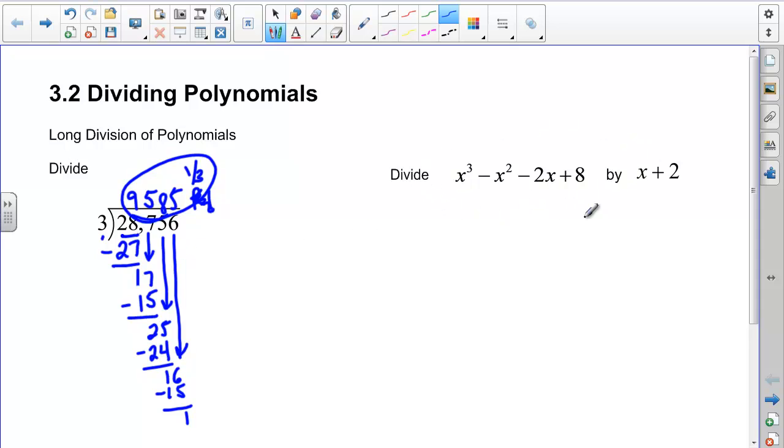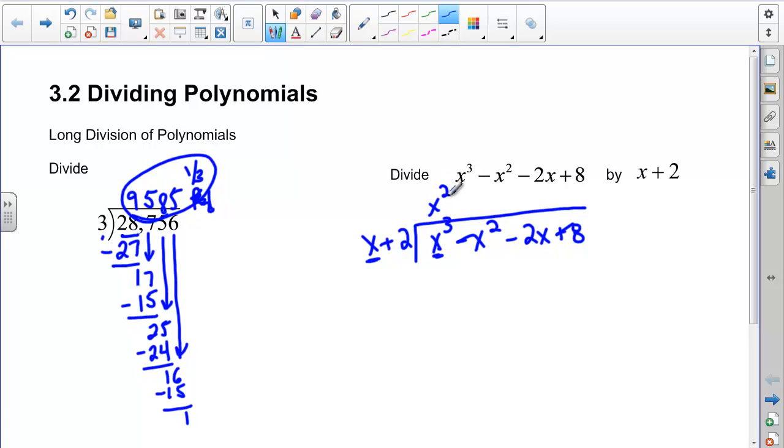Over here, we have the same idea. We have this polynomial x cubed minus x squared minus 2x plus 8. And we're going to divide that by x plus 2. Now, the thing about polynomial division is we only focus on the first terms, and then we worry about the rest as it comes through. So what times x is x cubed? Well, x squared times x is x cubed. Now, when I multiply, I need to multiply both by the x and the 2.